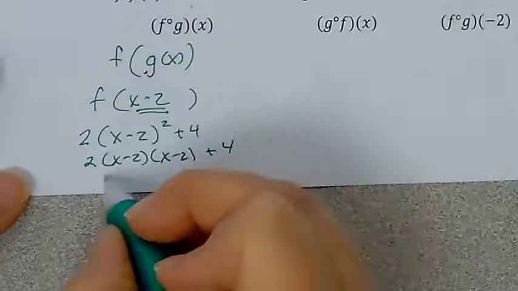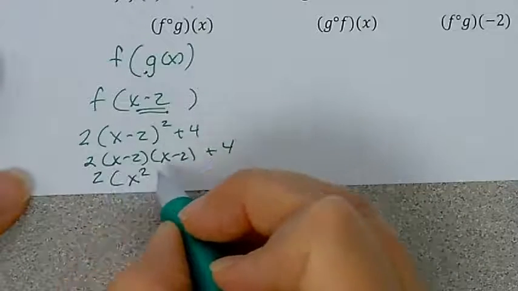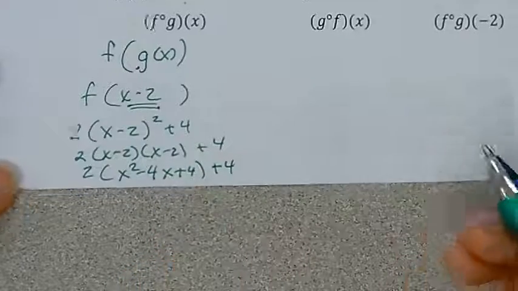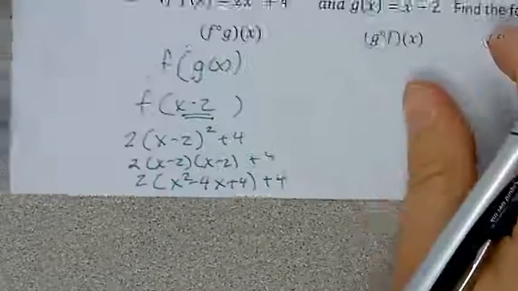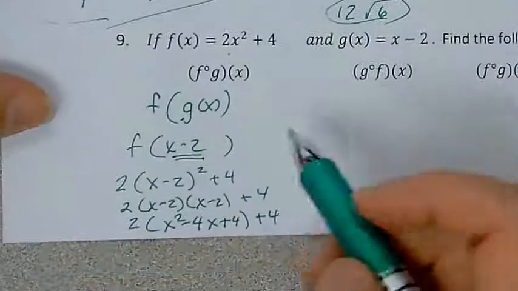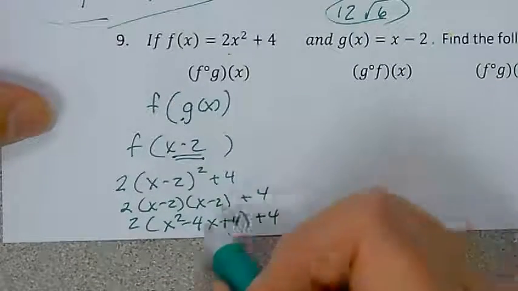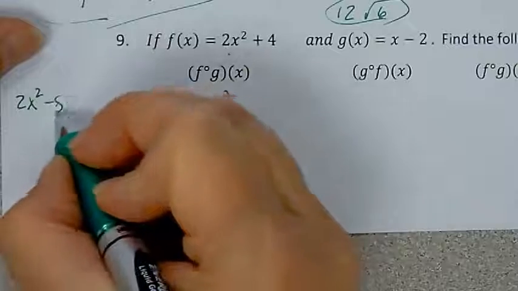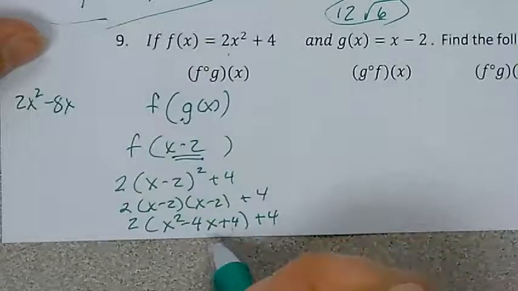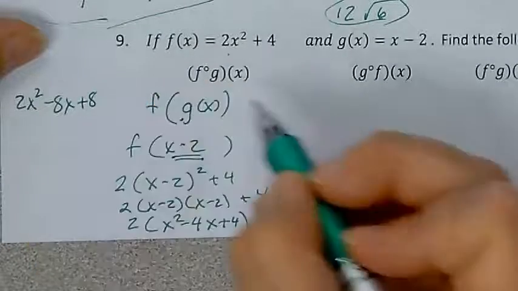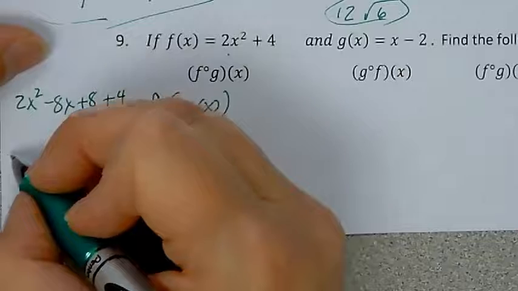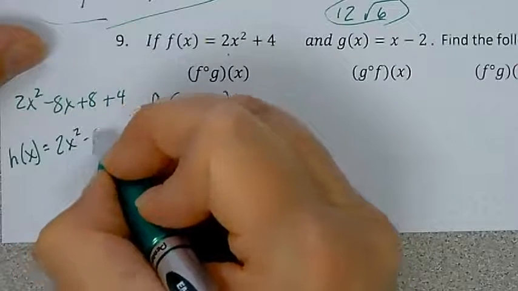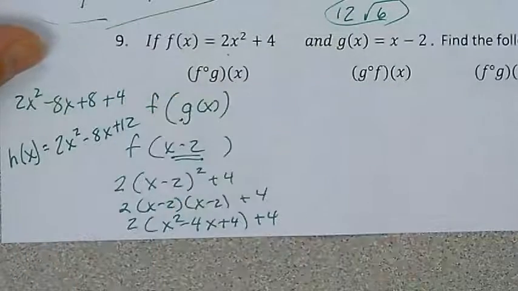So this is x squared minus 4x plus 4 plus 4. So let's see here, I'm going to move up here. So this is 2x squared minus 8x plus 8 plus 4. So the new function that was created was 2x squared minus 8x plus 12. Okay, look at the next one.